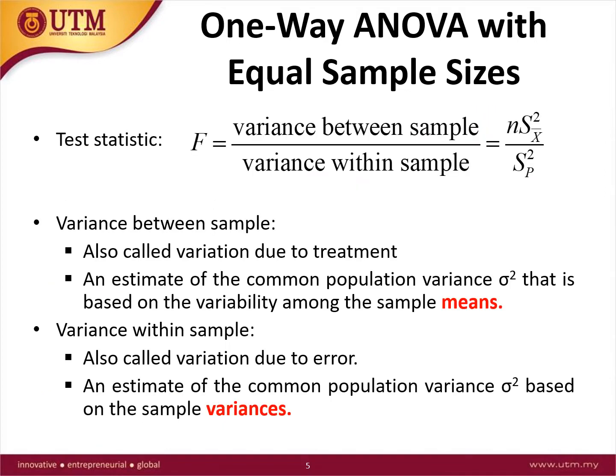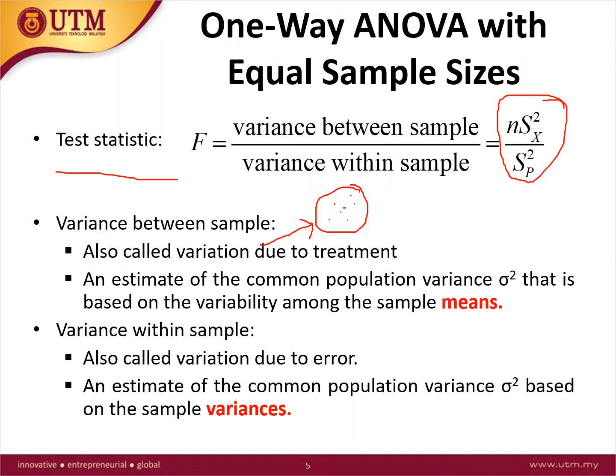This is the F test, which is the test statistic for ANOVA. The formula is the variance between samples divided by the variance within samples. The variance between samples is called the variance due to treatment. So this is the sample, this is the data, and this is the variance between samples.